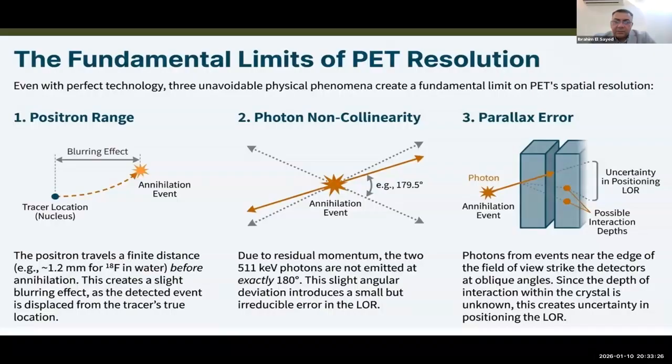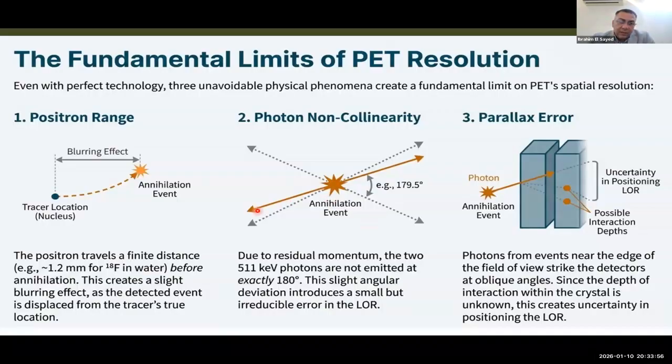It has some clinical implications. For small lesions, it may underestimate the size. For lesion localization, the boundaries appear blurred because it's not accurate. And for myocardial wall motion, it is difficult to detect a motion less than 2 millimeters, which is the positron range. The second constraint happens after the annihilation, which is photon non-collinearity.